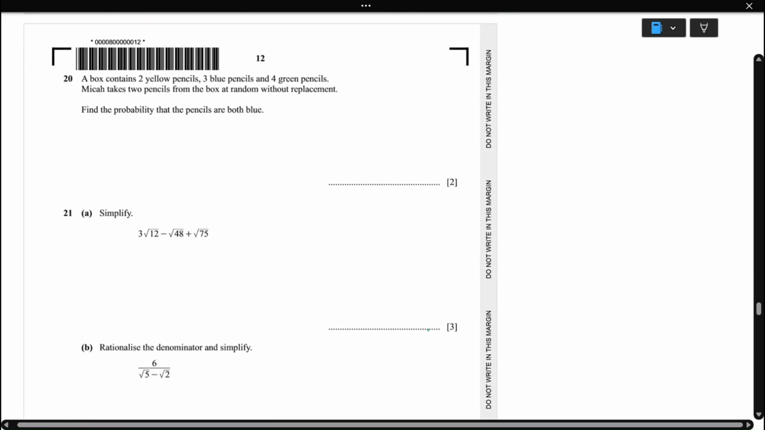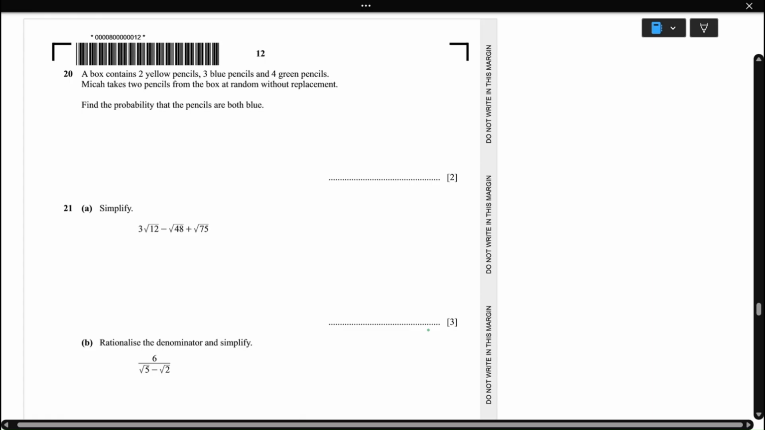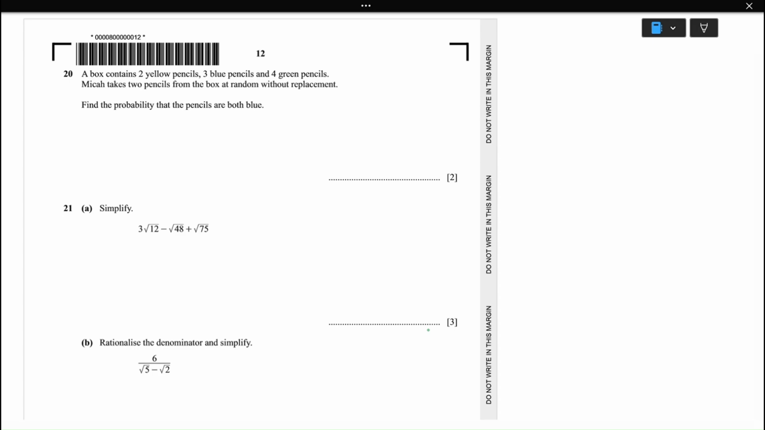The next question, a box contains 2 yellow pencils, 3 blue pencils and 4 green pencils. Mika takes 2 pencils from the box at random without replacement. Find the probability that both are blue. There are 3 blue pencils. When you pick the first blue pencil, it is 3 out of the total number of pencils. The total is 2 plus 3, 5, plus 4 is 9. So the first answer is going to be 3 by 9.